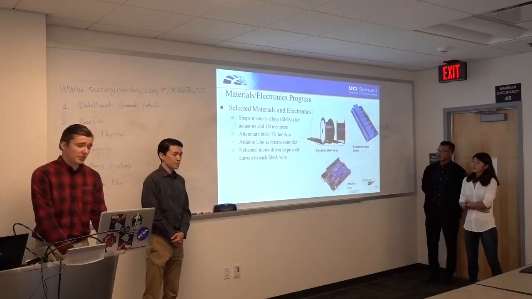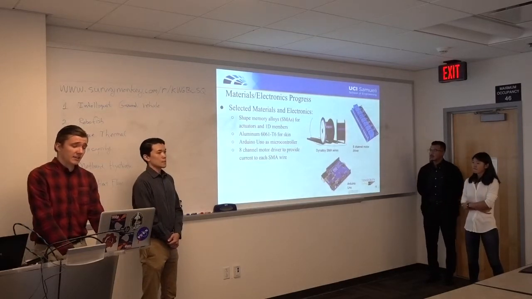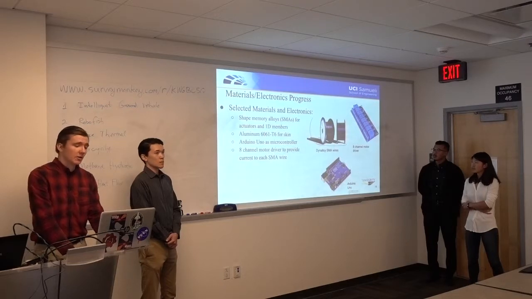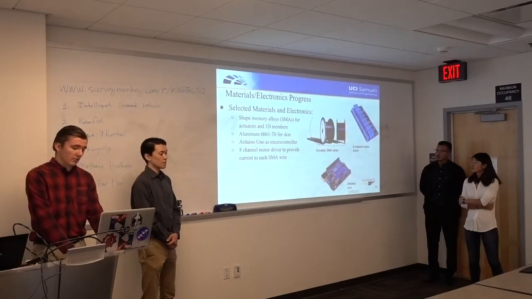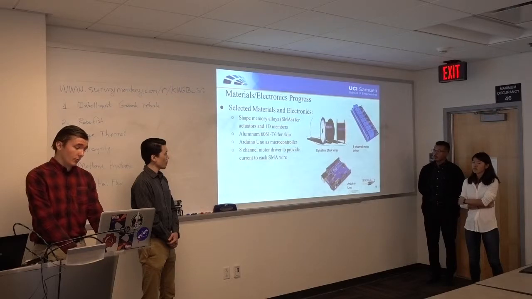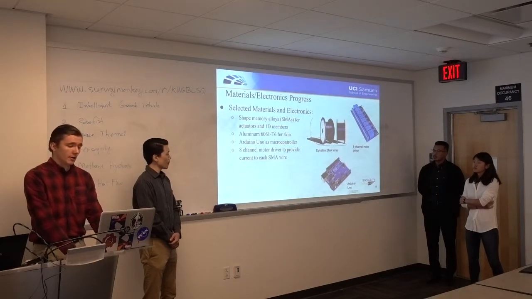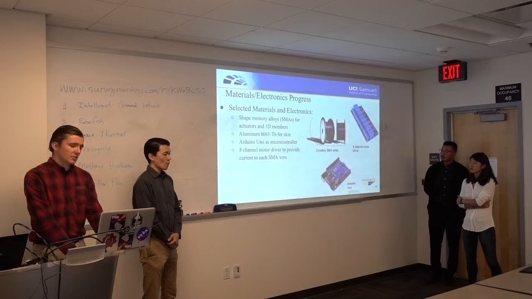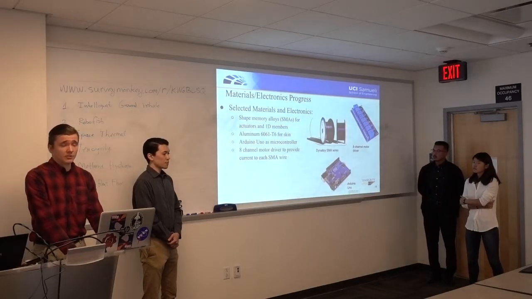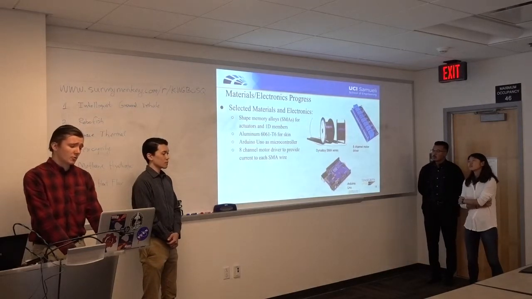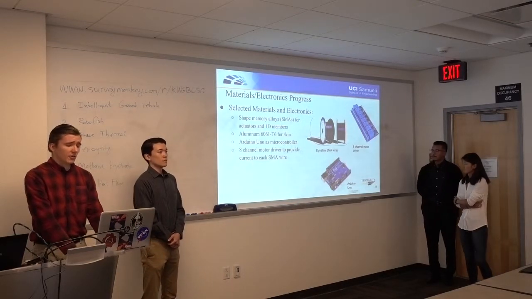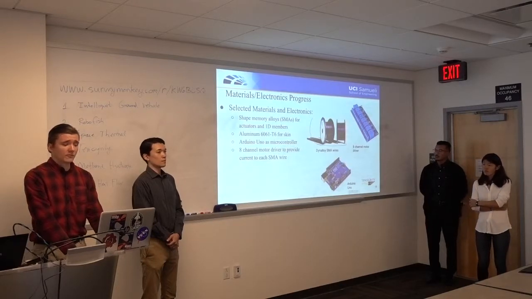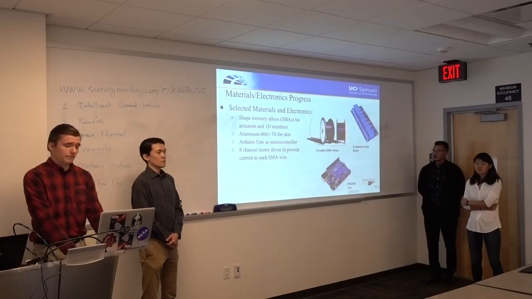So the progress we've made in materials and electronics is we have selected shape memory alloys to be our actuators and to act as our 1D members, as they will be easy to work with for what we plan for the wing to move and to operate in the wind tunnel. Aluminum 6061 is our material for the skin. We've chosen Arduino Uno as our microcontroller, and an 8-channel motor driver to provide the electric current for each shape memory alloy.